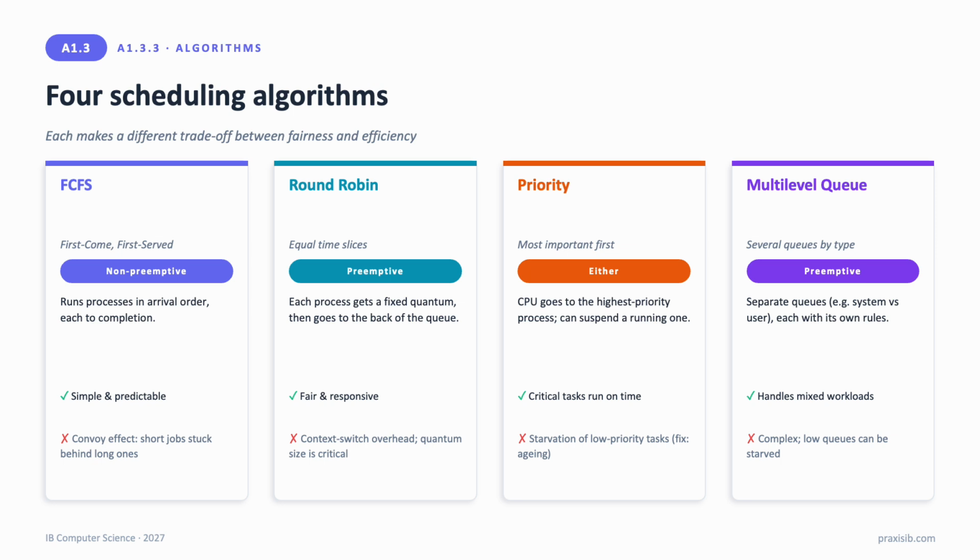Fourth, the multi-level queue. Here there are several separate queues for different types of process. System tasks versus user tasks, each with its own rules. It handles mixed workloads well, but it's complex, and low priority queues can still be starved.